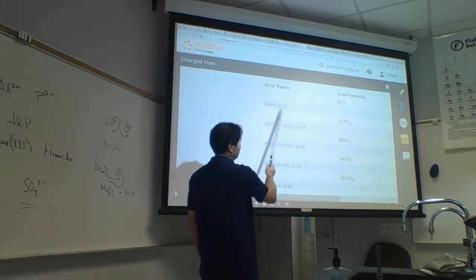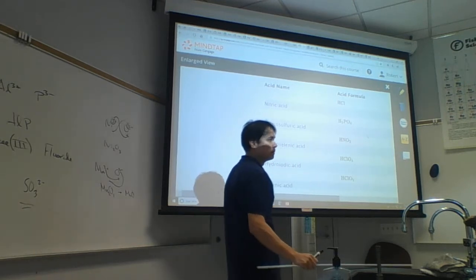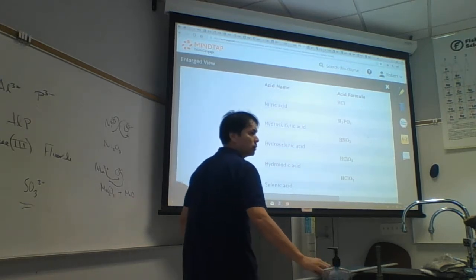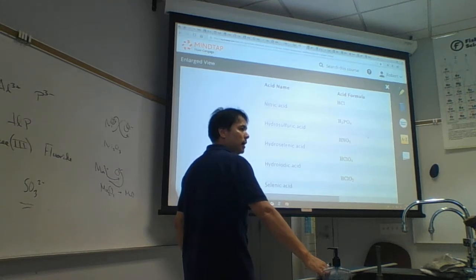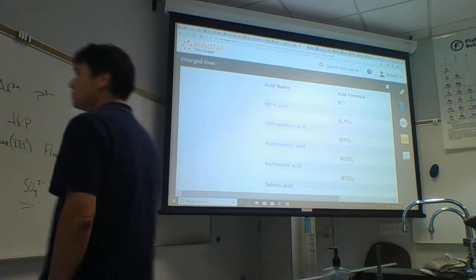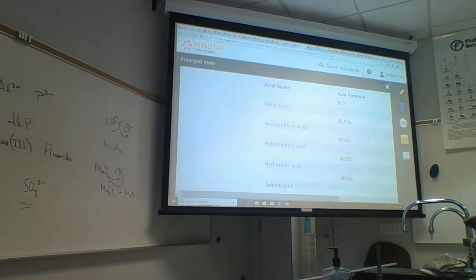Nitric acid, what's the formula for the acid? Nitric. So ic means the anion must be... if it's nitric, the anion's got to be nitrate or nitrite or nitride. No. If it's ic acid, then take a look at the chart.